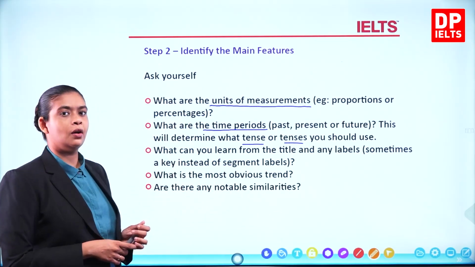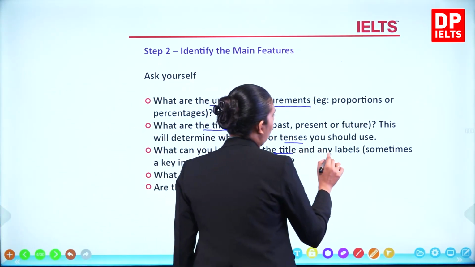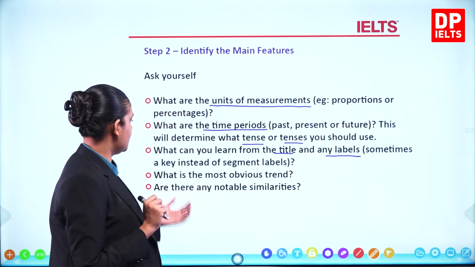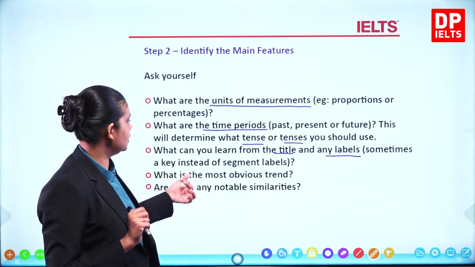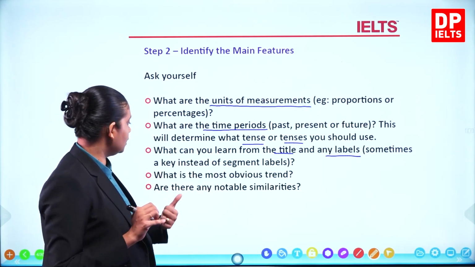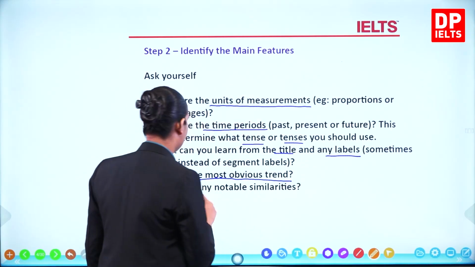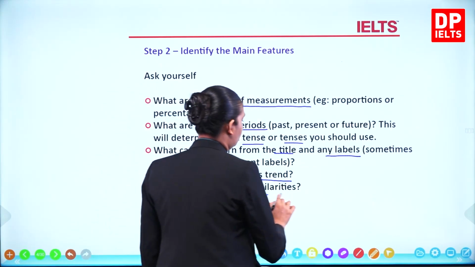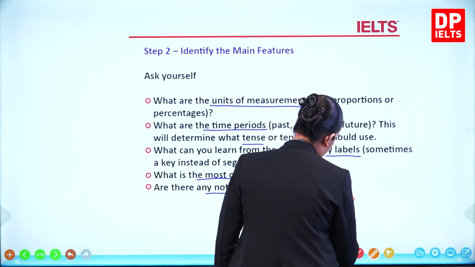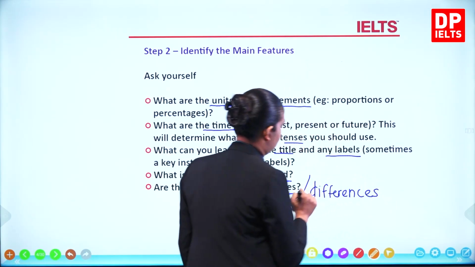Then think about what you can learn from the title and the labels. Sometimes a key instead of segment labels, right? What is the most obvious trend? And then, are there any notable similarities or differences? Okay.